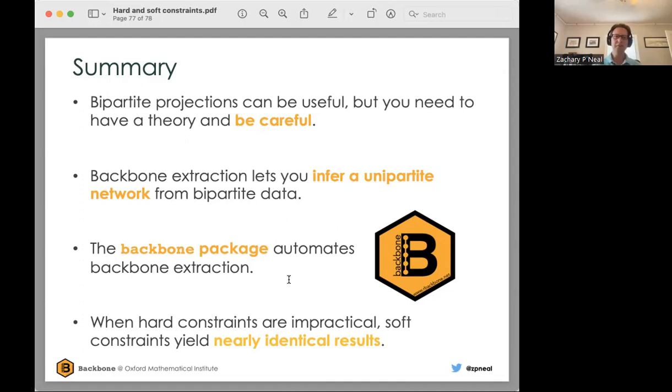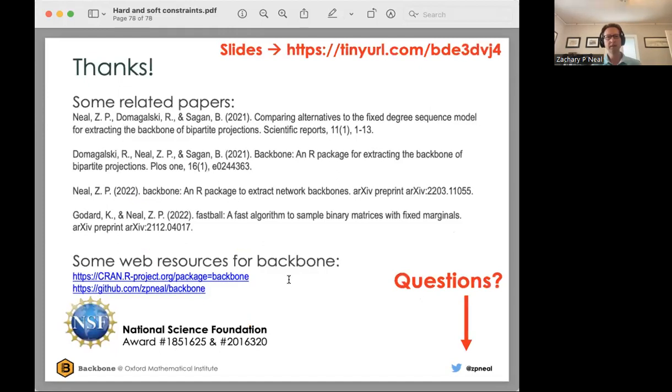I've illustrated very briefly here how we can use the backbone package to automate that. And when we're thinking about the choice between hard constraints and soft constraints, in nearly all cases, hard constraints are going to be impractical. The advantage is that soft constraints, as long as we pick a somewhat more liberal alpha than we might normally, we can get nearly identical results in a tiny fraction of the time.